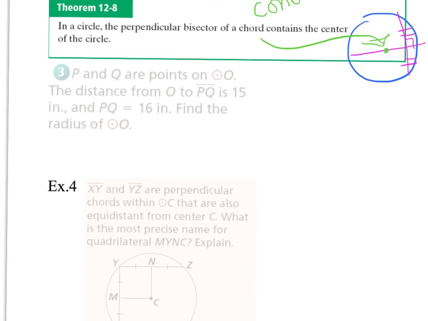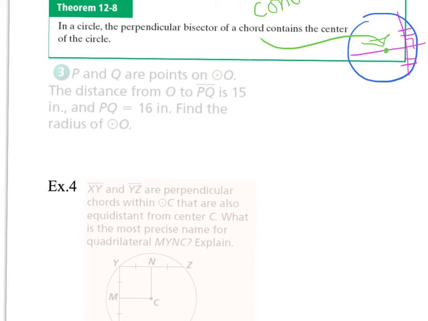You have to be able to focus on what they're telling you. All right, the last two examples. Example 3 says P and Q are points on a circle O. The distance from O to segment PQ is 15 inches, and PQ is 16 inches. So from P to Q is 16 inches. Find the radius of the circle.